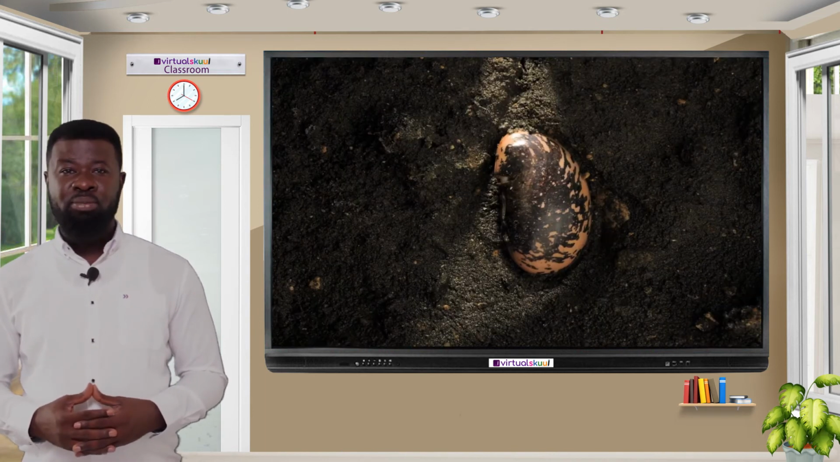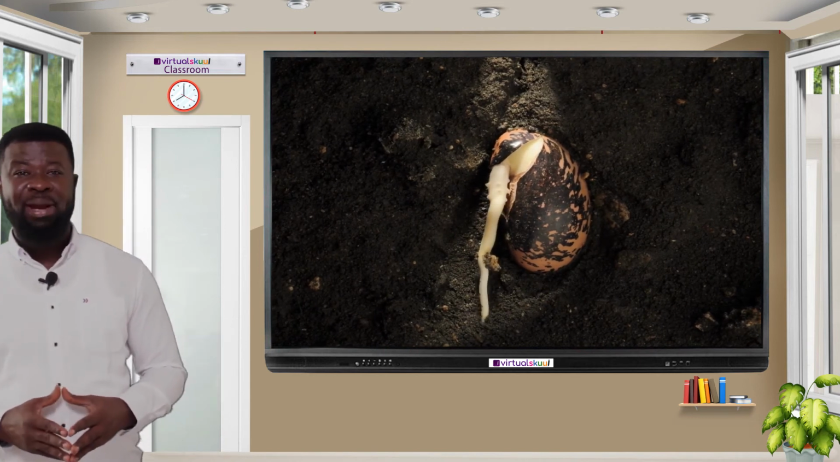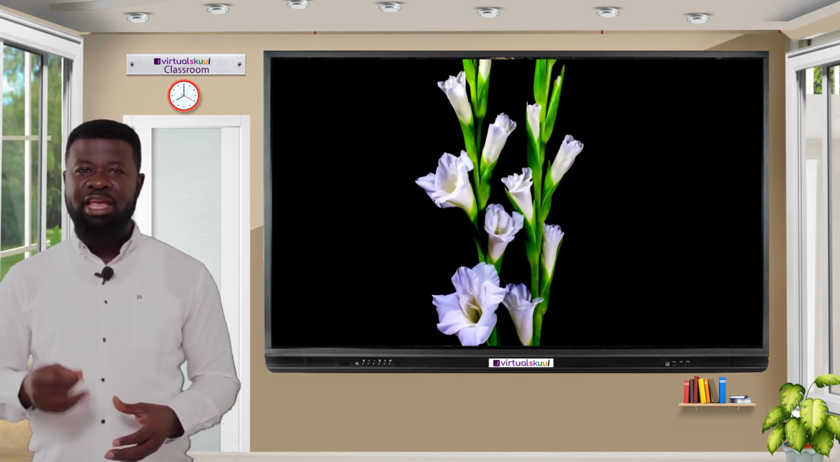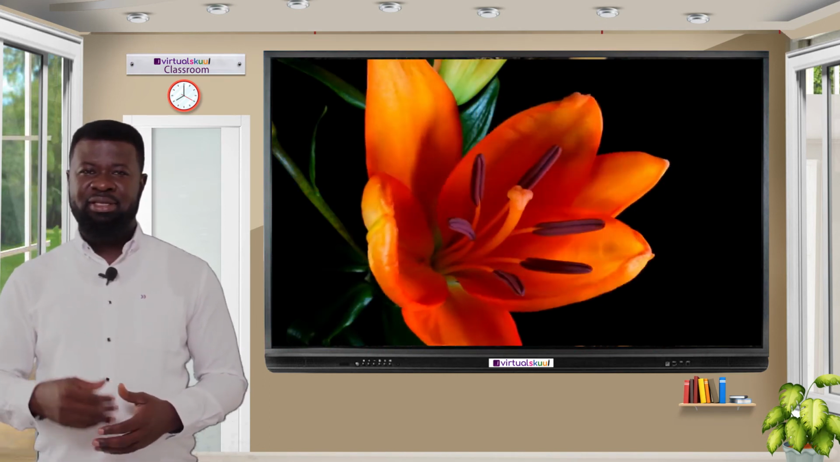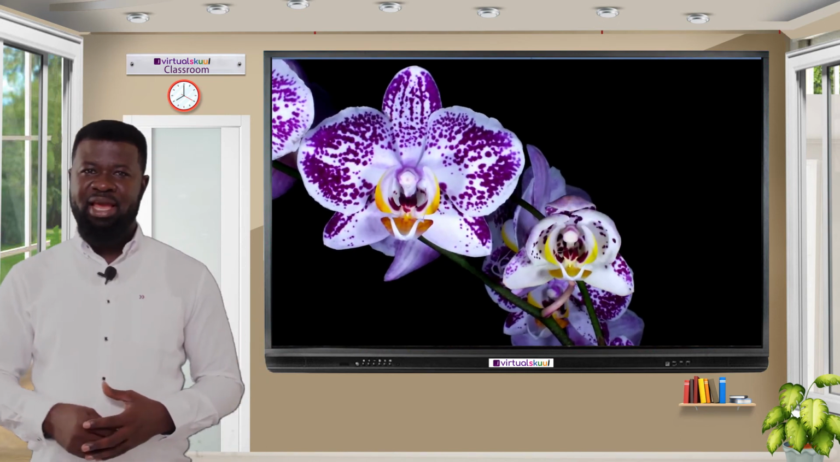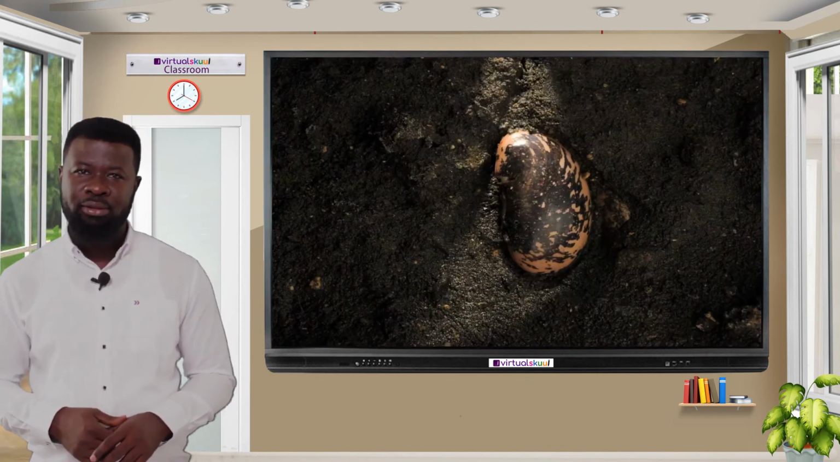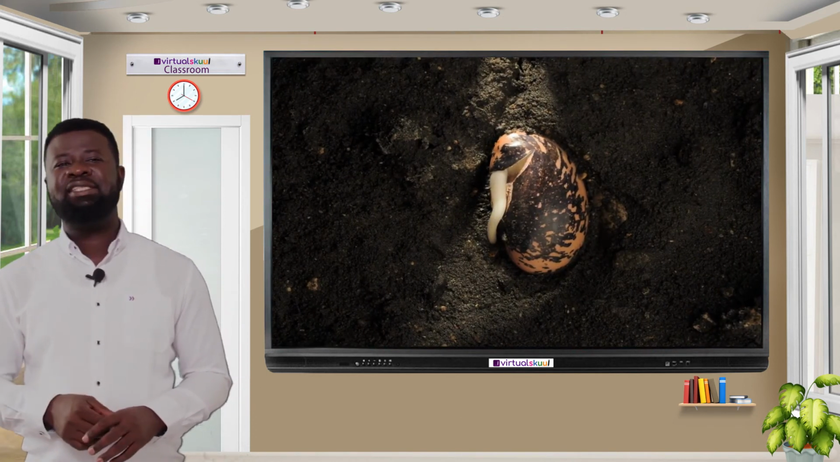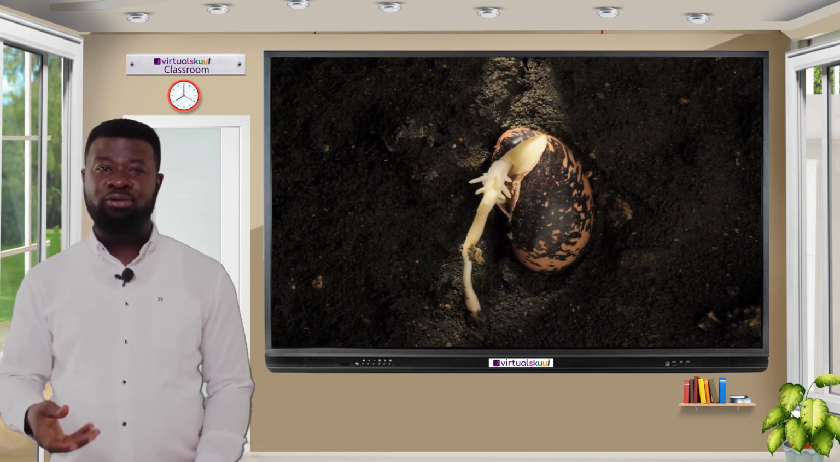Reproduction. Plants can also make young ones. Most plants make their young ones from their seed. When plants mature, they make flower, and when the flower dies, they make the seed. And after some time, when the seed falls into the soil, then the plant can grow. So you see, plants can make young ones out of their seeds.